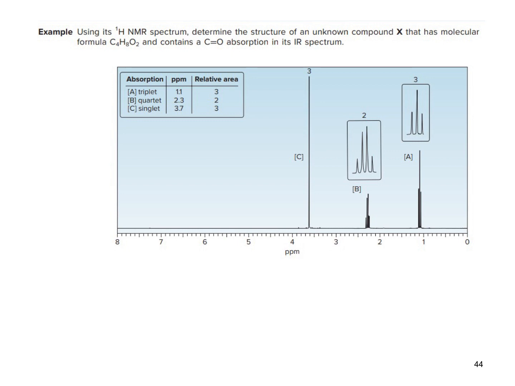So, using the proton NMR spectrum, determine the structure of an unknown compound X that has a molecular formula C4H8O2, let's say we get that from mass spectrometry, and contains a C double bond O absorption in its IR spectrum. We've got this information, and now let's analyze our spectra. The first thing you need to do is determine the number of different kinds of protons.